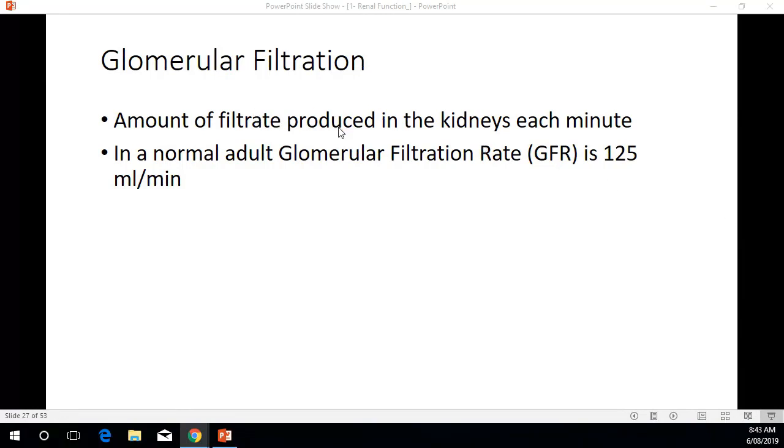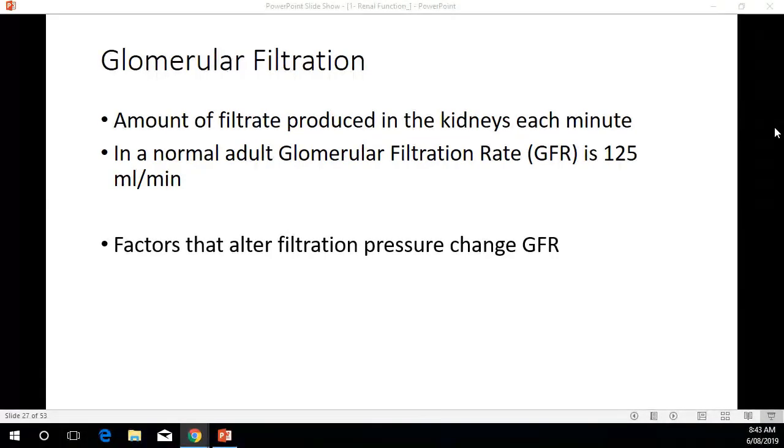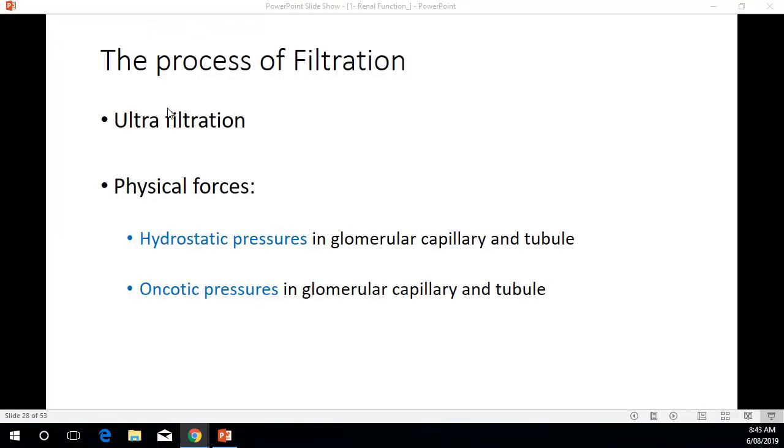The amount of filtrate which is produced in the kidney each minute, this is known as glomerular filtration rate, or GFR. It is 125 milliliters per minute. Okay. The factors that alter filtration pressure will alter the GFR. What is happening at the Bowman's membrane or the filtration membrane, there are many forces which are forcing the water out. There are certain forces which are trying to keep the water in the blood.